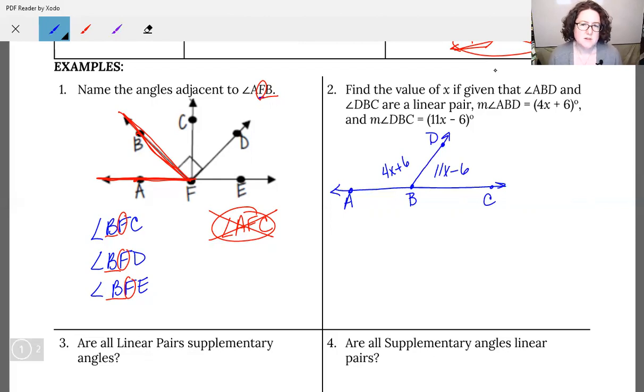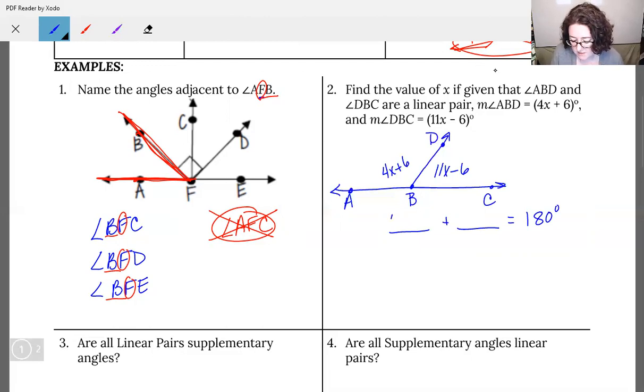So again, if these are a linear pair, what property do they have besides being adjacent angles? They also add to 180. So I can actually use that map that I was using last time. Part plus part equals whole. Okay, so I just need to add together my parts. So I have part plus part is going to equal the whole. This is a linear pair, which is a supplementary pair as well, so they add to 180.